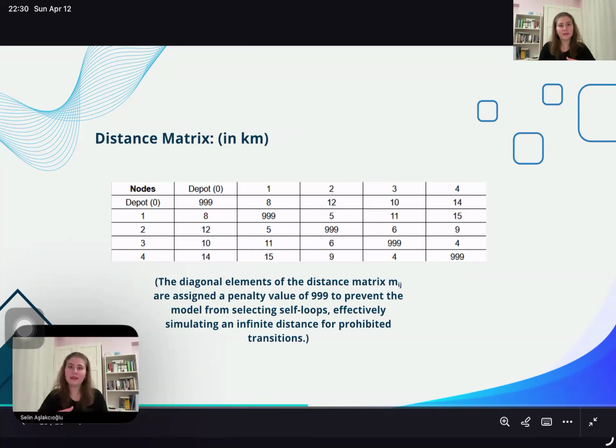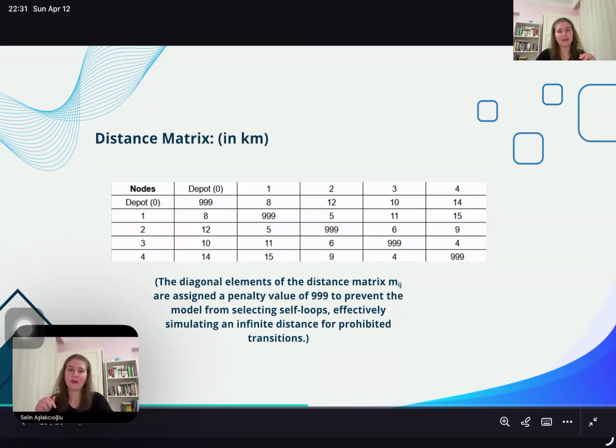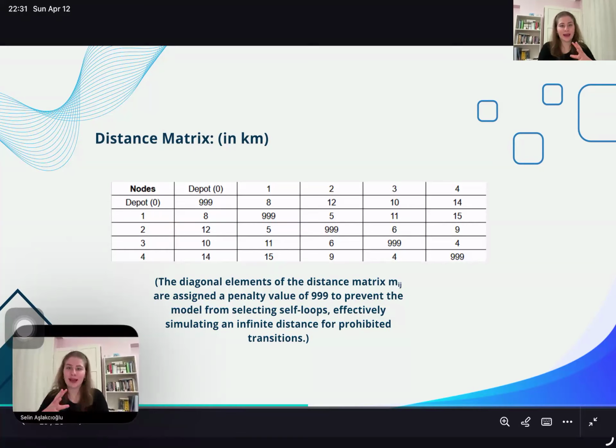This is our distance matrix. It shows the distance between each node. As you can see, the distance from node 1 to node 2 is 5. And you see these big numbers in the diagonal elements of the distance matrix. They are called penalty values. They are used to prevent the model from selecting self-loops, effectively simulating an infinite distance for prohibited transitions.